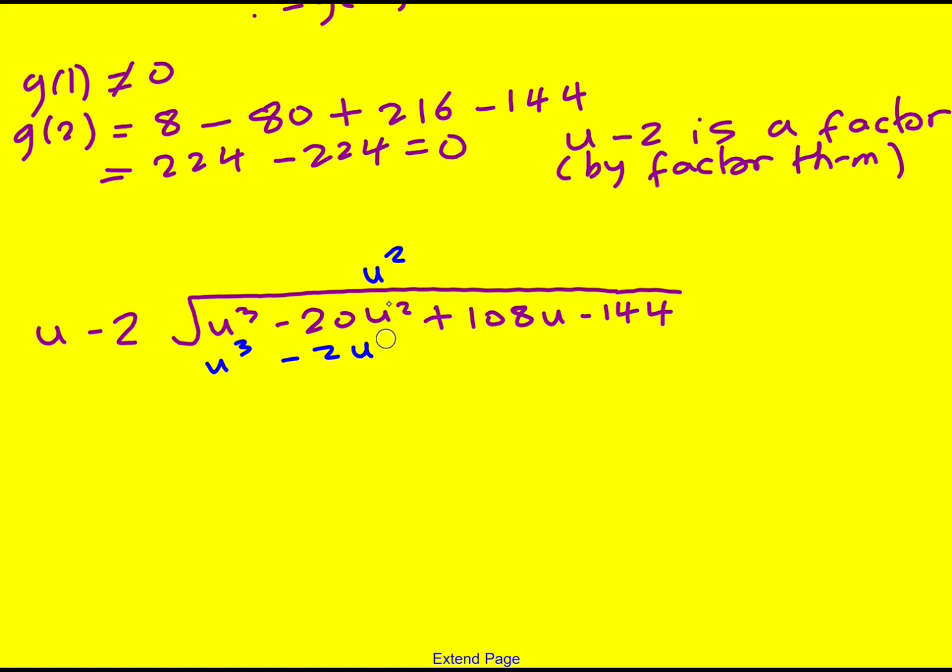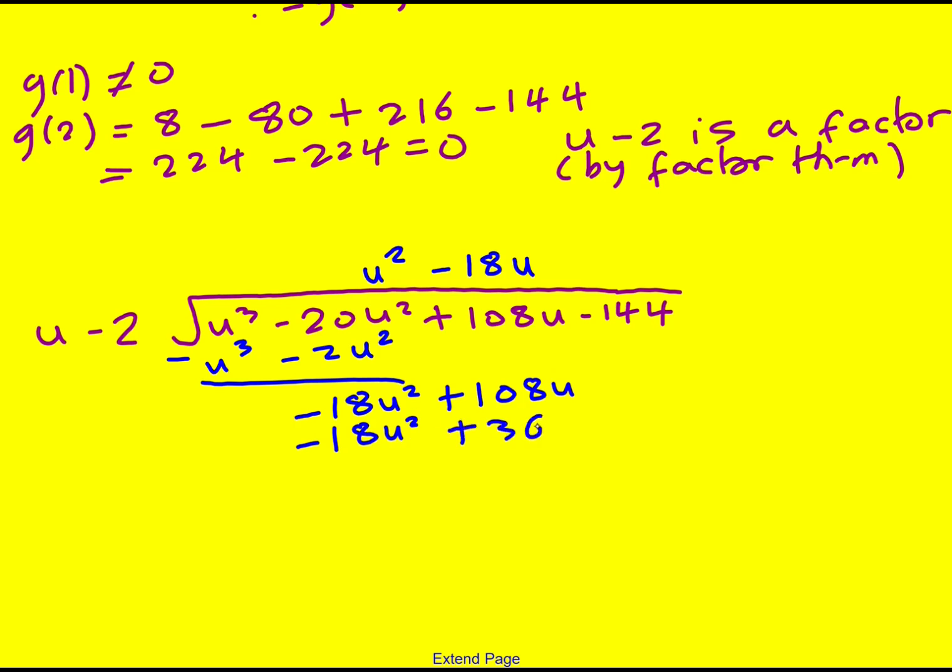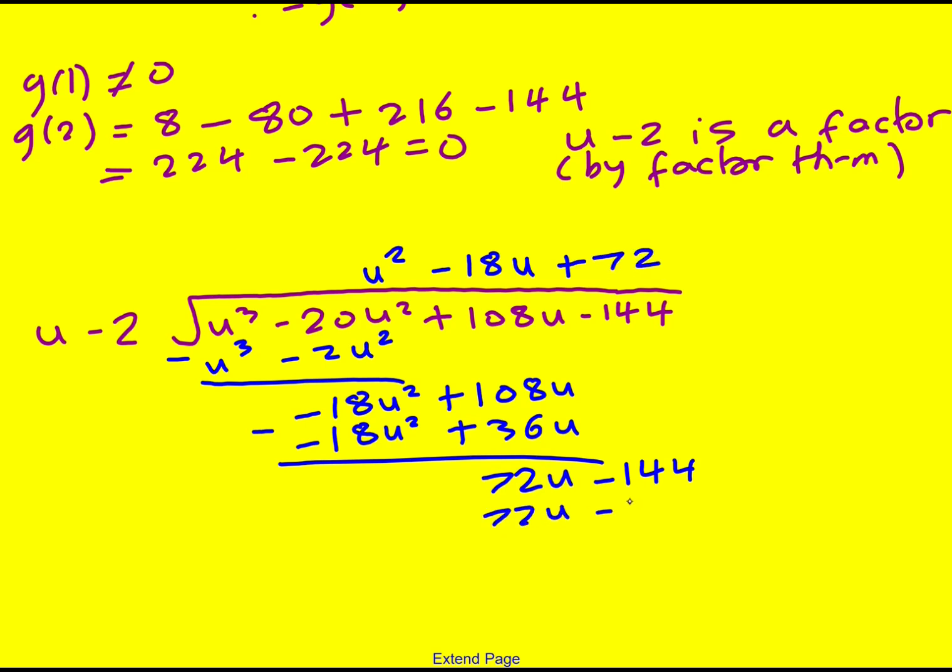So I'm at the point where I've written so much that everything starts slowing down on my computer. Minus 18u squared plus 108. So I'm going to get minus 18u here, plus 36. Minus them to give 72. This is looking good. So plus 72 and minus 144.